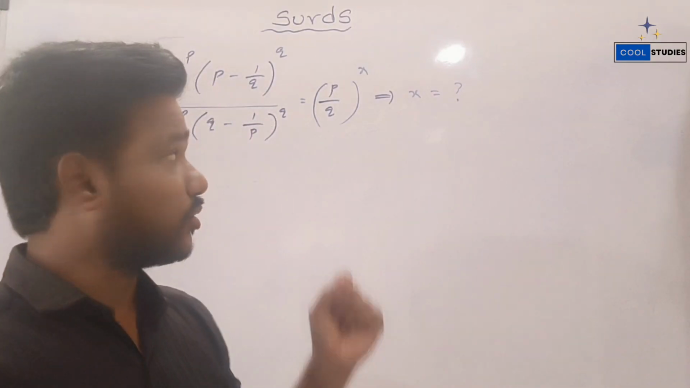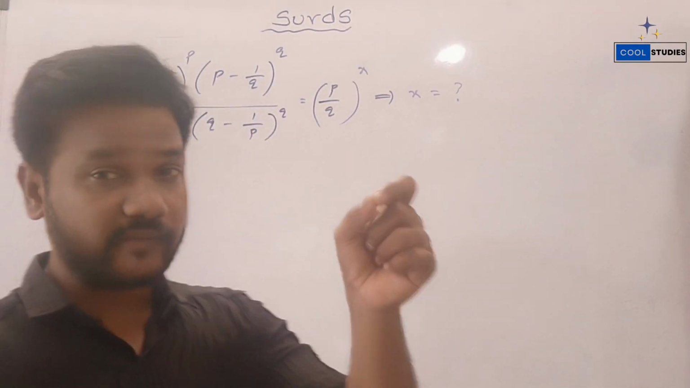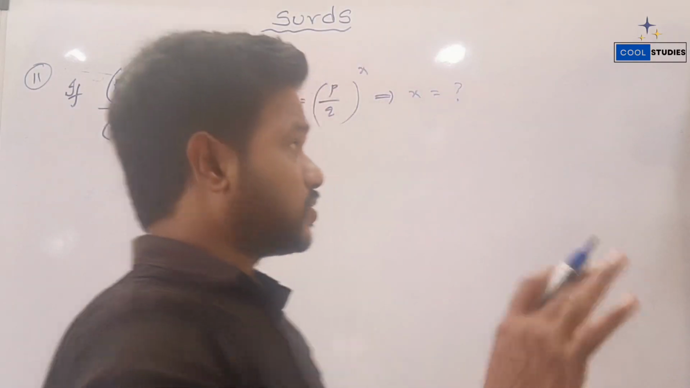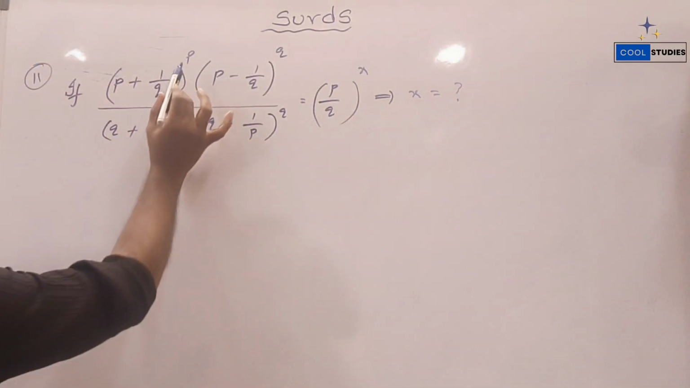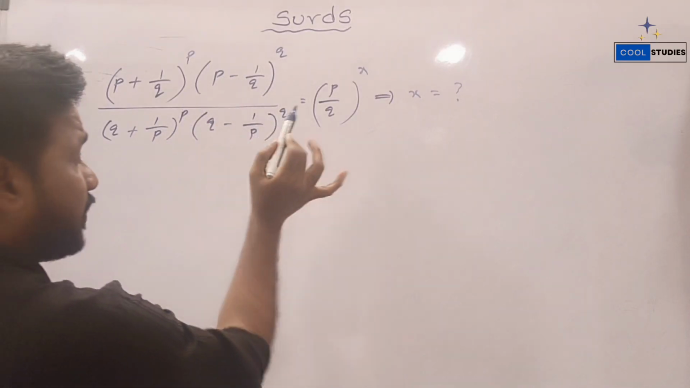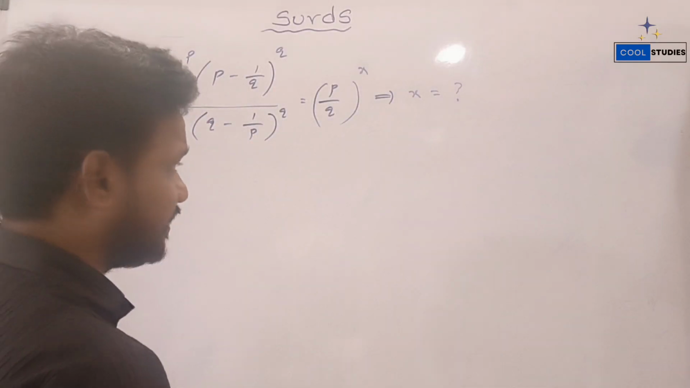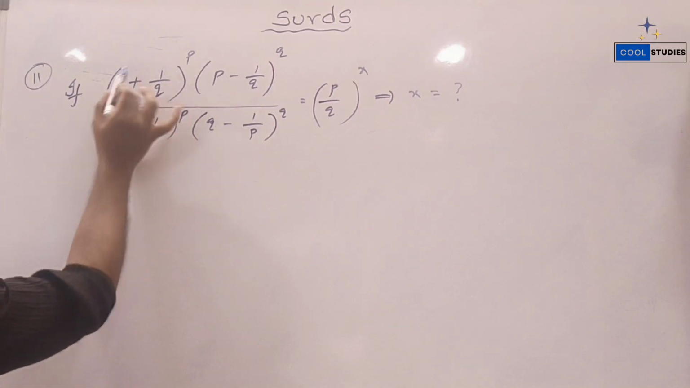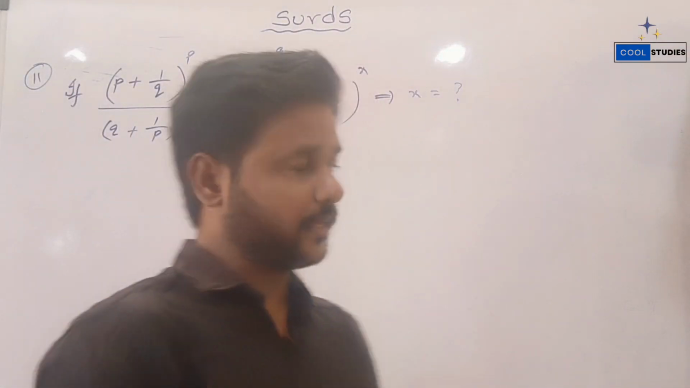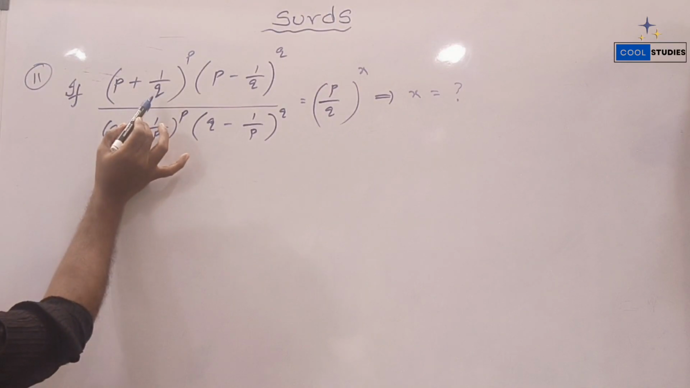Don't panic seeing the question. The question is very easy. Observe here: power p, power q, denominator power p, denominator power q. First do one thing here. Let us do the LCM. First do the LCM.